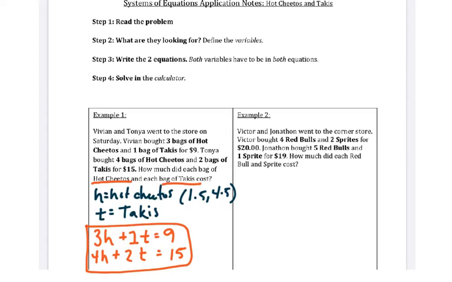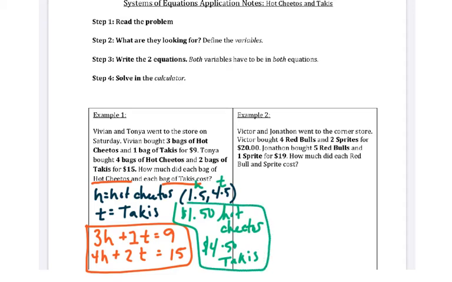However, whenever we have a real life example, we want to make sure that our answer is written in real words. So it said that the first letter was H, so I'm going to put an H there, and the second letter was T. So now as a phrase, we're going to say that we spent $1.50, which is the same as 1.5. So it was $1.50 for each bag of hot Cheetos, and it was $4.50 for each bag of Takis. So that is my final answer.